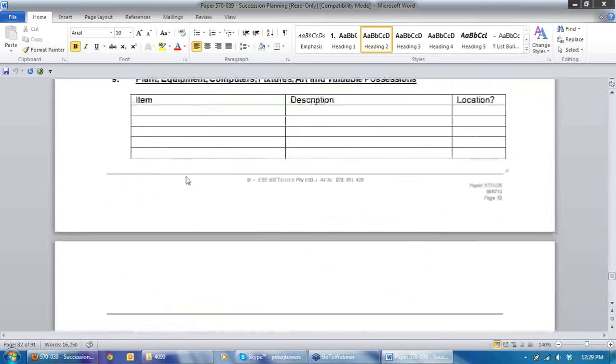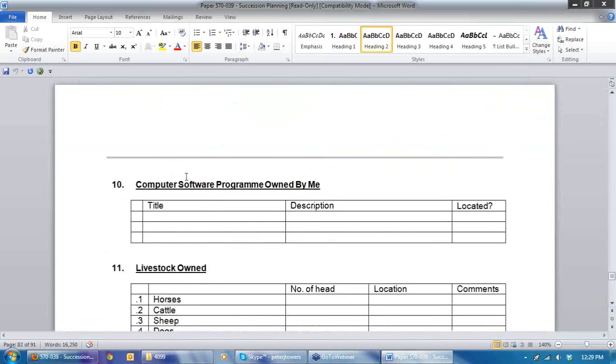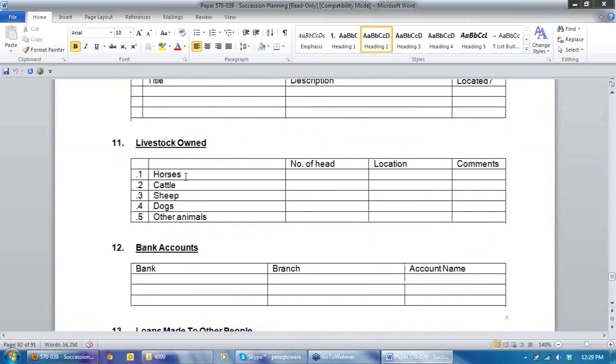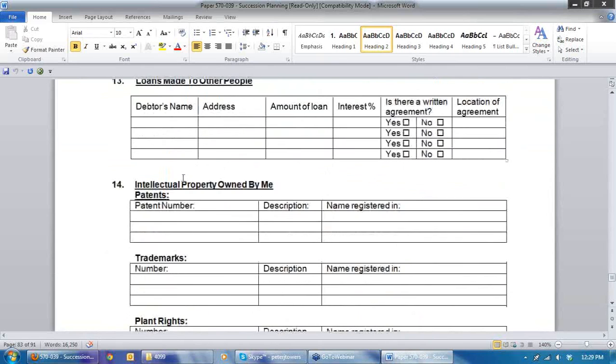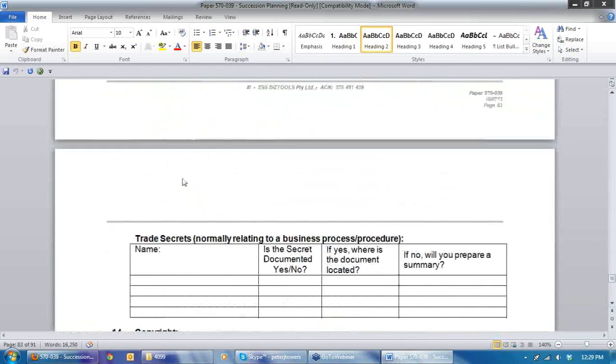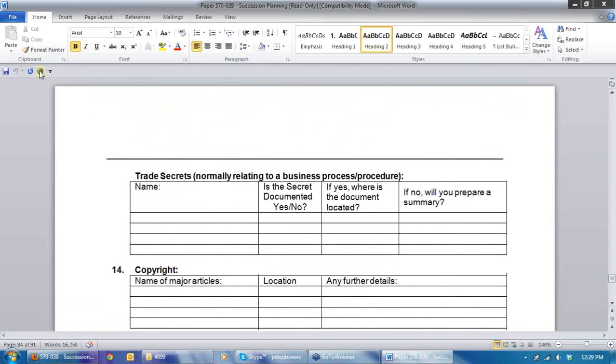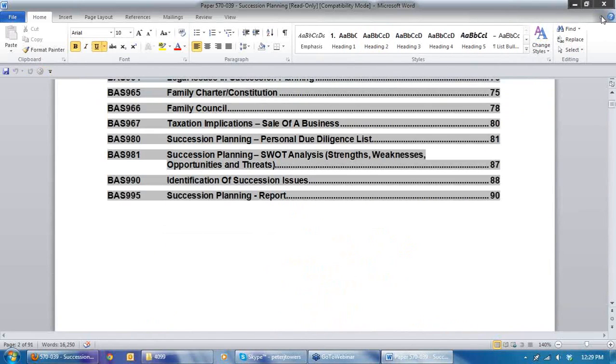What's owned? Really a complete list, so that if something happened to them in this process before all the work's completed, you've got some idea where to go to look to find various aspects of their assets. Details of intellectual property, trade secrets, etc. So that gives you the opportunity to have a good look at a wide range of matters to do with what the person has in their records.